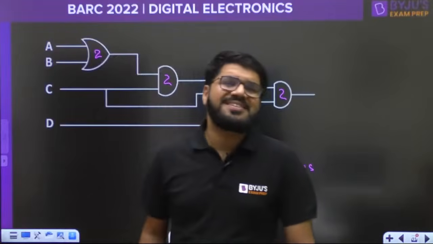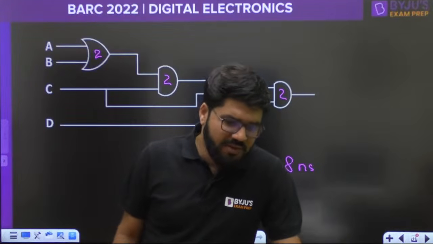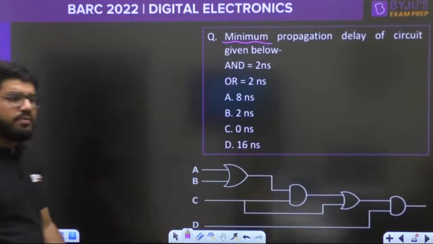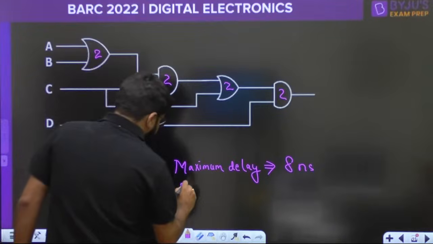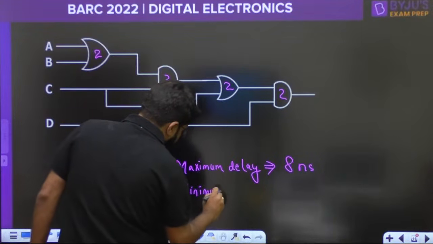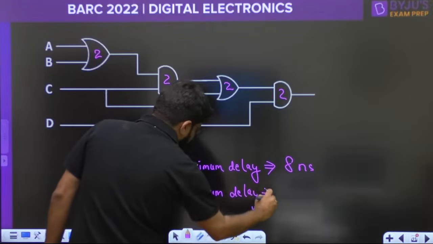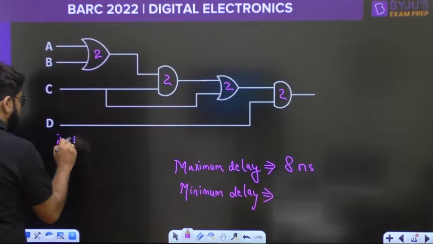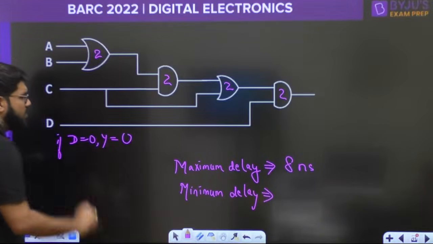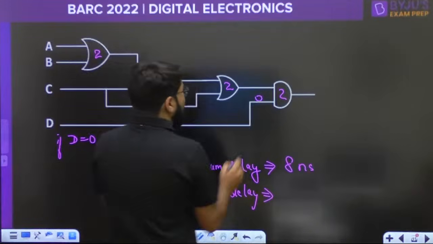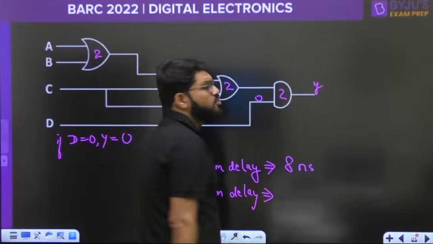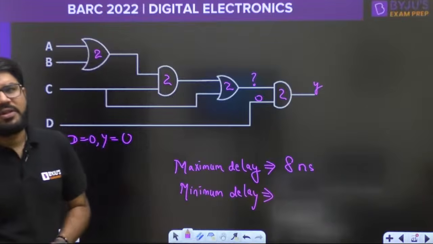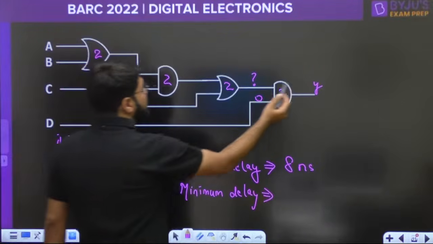They commonly ask the maximum delay or the worst case delay, but here they are asking the minimum propagation delay. So what will be the minimum case? The logic behind this is simply that if suppose D is 0, then the output is 0. Why? Because if I take D as 0, the output of the AND gate, suppose that is Y, is also equal to 0, because if any one input is 0, you don't need to wait for the other input.